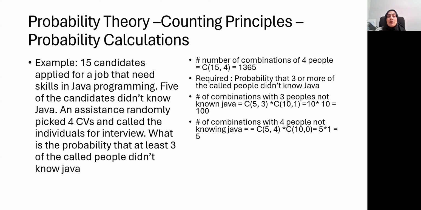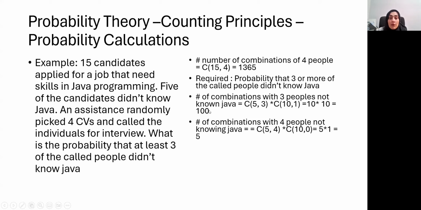And since we have to find the probability of 3 or more, we also go for the combinations with all 4 of them not knowing Java. So here it is going to be choosing 4 from these 5 people, which means since all 4 of them are selected from this subgroup, we do not need to select any from the other subgroup. And so here's a 0 here. And by definition, this is a 1. So we have 5 into 1. 5 is the calculation outcome from this. So we have a total of 5 such combinations.